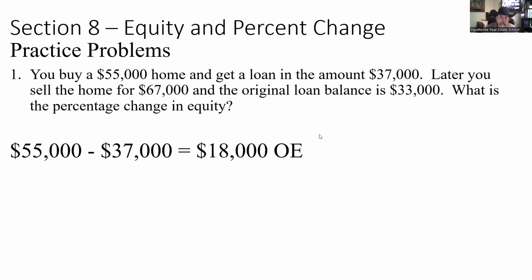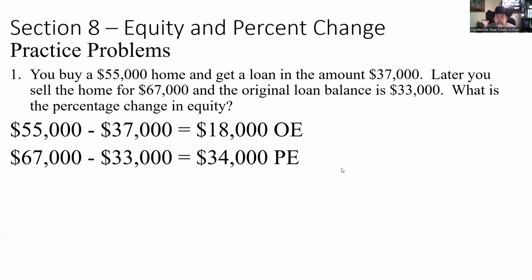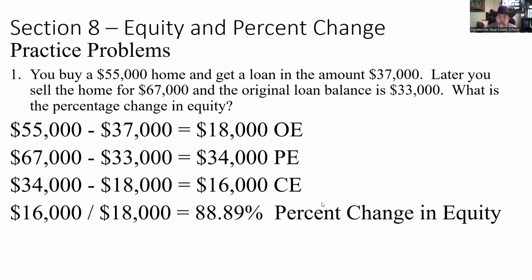All right, and let's see. So there's our original equity, 55 minus 37. So this is the buy side. We sold the home for 67, paid off the loan amount of 33, gives us a present equity of 34. This is the new. So new minus the old, 34,000 minus the 18 divided by the 18 times 100 will give us our answer. And there it is right there. New minus the old divided by the old times 100 gives us the answer to this problem is 88.9% change in equity. All right, so always set it up as new and old.